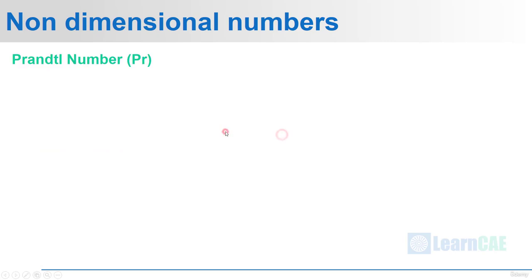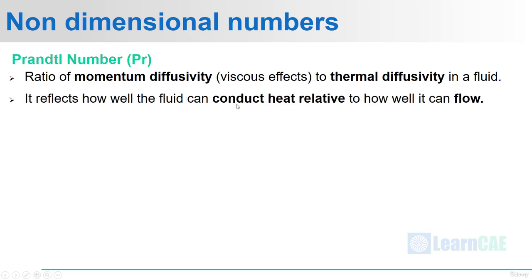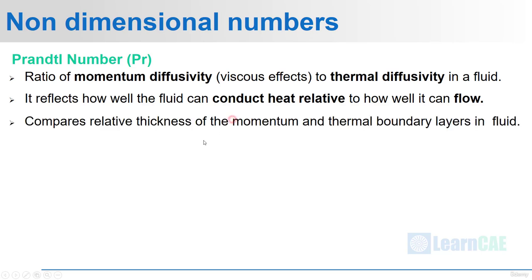Next, we shall see Prandtl number. This represents the ratio of momentum diffusivity to thermal diffusivity in a fluid. It means it is the ratio of viscous effects to conduction effects or thermal diffusivity. It reflects how well the fluid can conduct heat relative to how well it can flow. It also compares the relative thickness of momentum and thermal boundary layers in the fluid. We will not go in depth beyond this. We will see the formula and understand the significance.